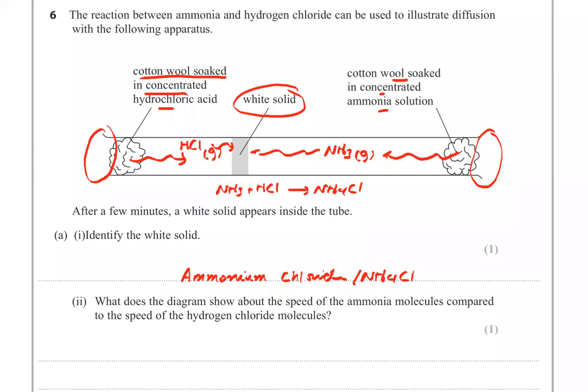Question II. What does the diagram show about the speed of ammonia molecules compared to the speed of hydrogen chloride molecules؟ طبعا هنا واضح من الدايجرام ان الامونيا is faster أو travel faster أو diffuses faster than الهيدروجين كلورايد. يبقى هنا ammonia moves أو diffuses faster than hydrogen chloride.